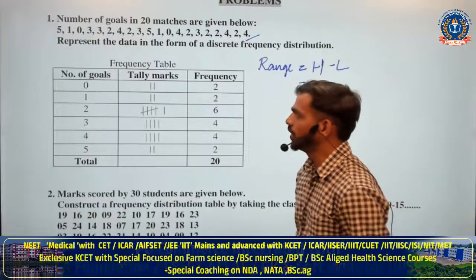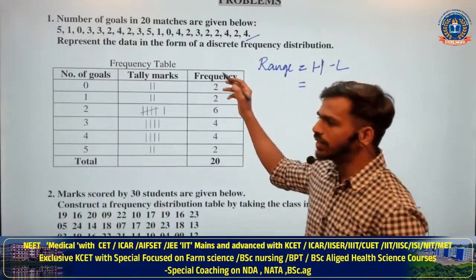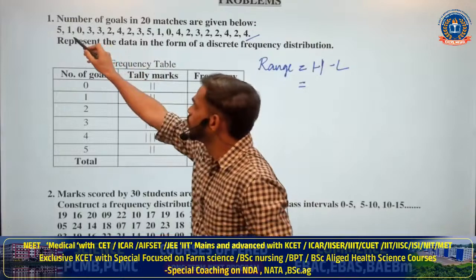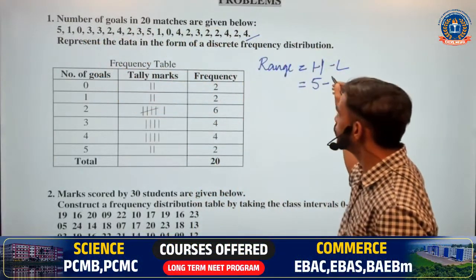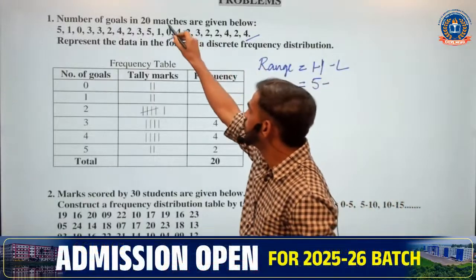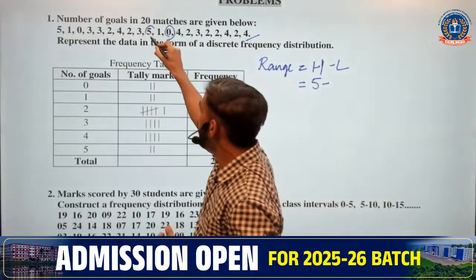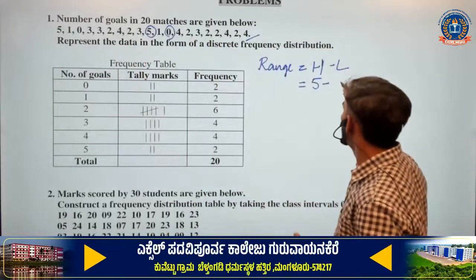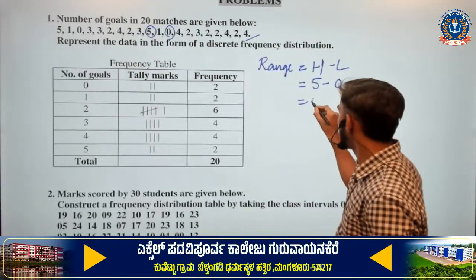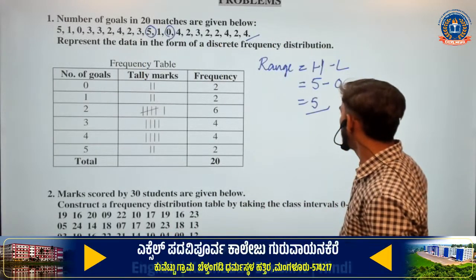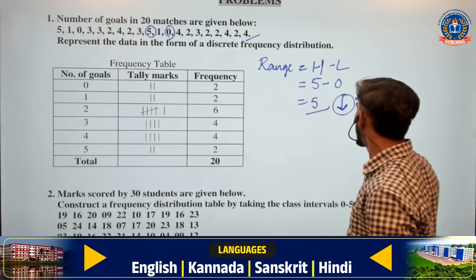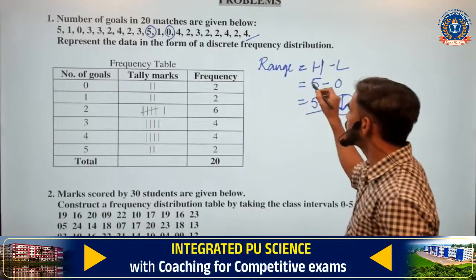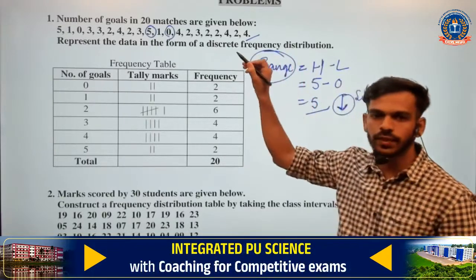Here the highest value in the data set is 5 and the lowest value is 0. So 5 minus 0 is 5, and this is a sufficiently small value. That is, we have a very small range for this data.